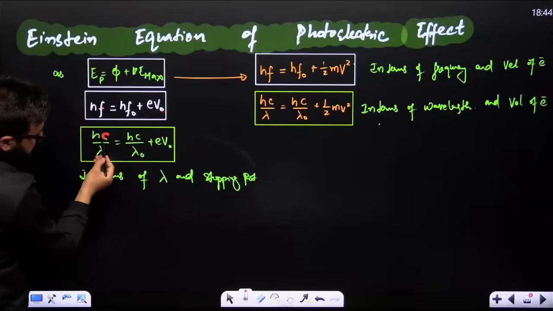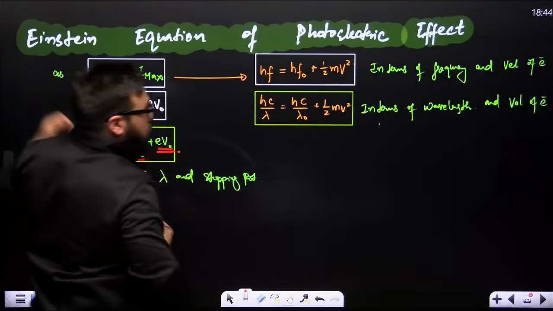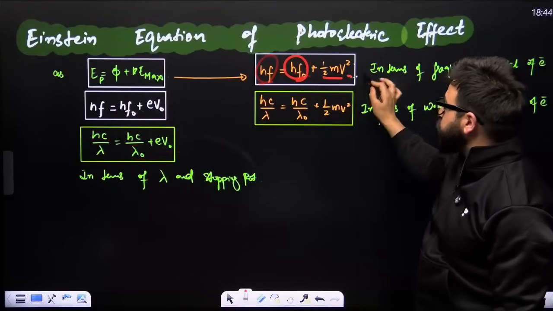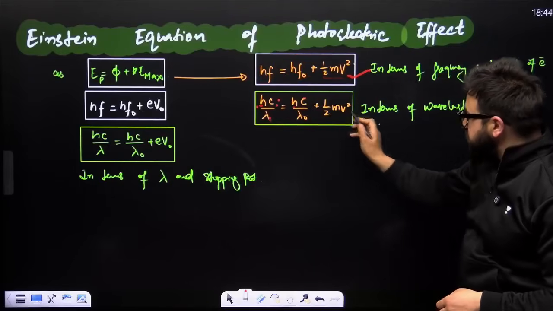You can write f is equal to c divided by lambda also. hc divided by lambda is equal to hc divided by lambda naught, where lambda naught is the threshold wavelength, plus eV0. You can write it like this also: the energy of the photon is h into f, and the work function is h into f naught, plus 1 by 2 mv square. And my dear NEET aspirants, you can write it like this also: hc by lambda is equal to hc by lambda naught plus 1 by 2 mv square.